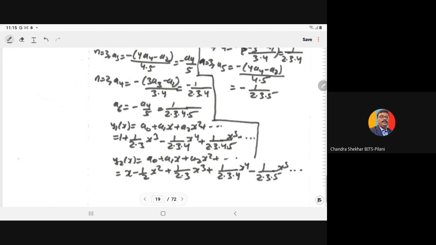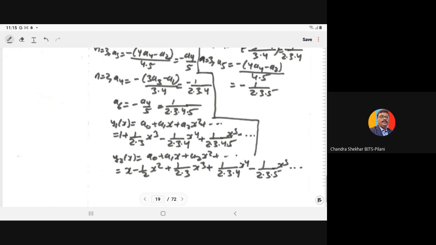So you will get the two series: y1 as 1 plus 1 upon 2 into 3 x cube minus 1 upon 2 into 3 into 4 x to power 4 plus 1 upon 2 into 3 into 4 into 5 x to power 5 and so on, and y2 is equal to x minus 1 by 2 x square plus 1 upon 2 into 3 x cube plus 1 upon 2 into 3 into 4 x4 and so on. So in this way you can determine the solution. Any doubt? Anything you want to ask in this?